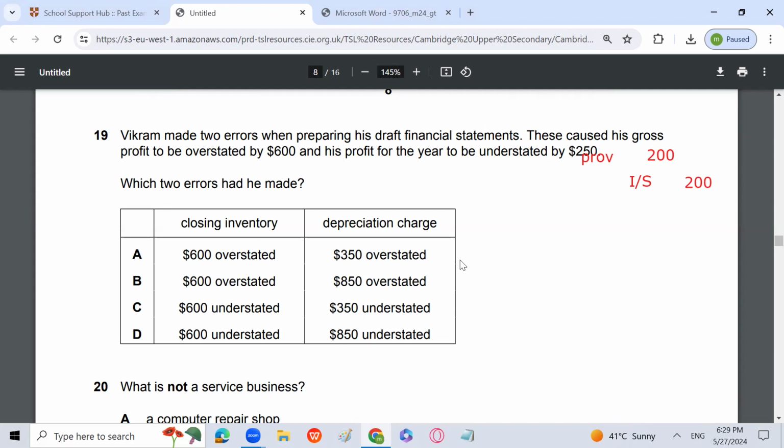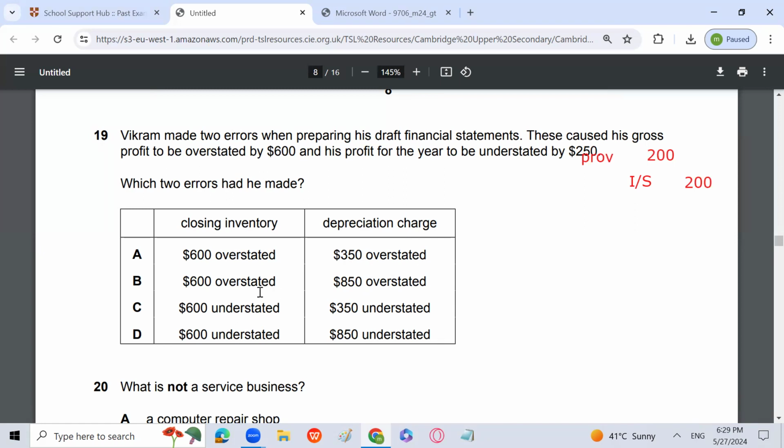The gross profit will be overstated by 600 because of closing inventory, and profit is understated by 250. So the depreciation charge is overstated by 850. So that is the answer. So B.